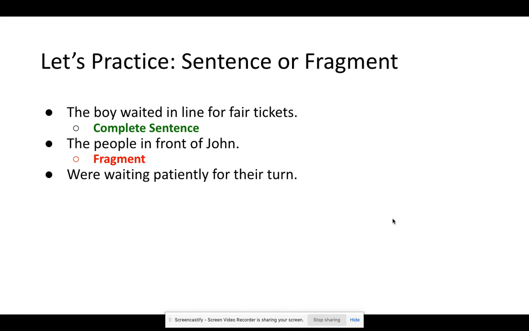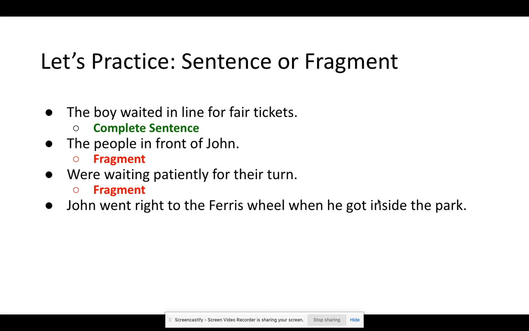We're waiting patiently for their turn. Is this a complete sentence or a fragment? That's right. It's another fragment, this time because there's no subject. We know what the predicate is and what the subject is doing. We're waiting patiently for their turn, but who is waiting patiently for their turn? We don't know because the subject is missing. That makes it a fragment.